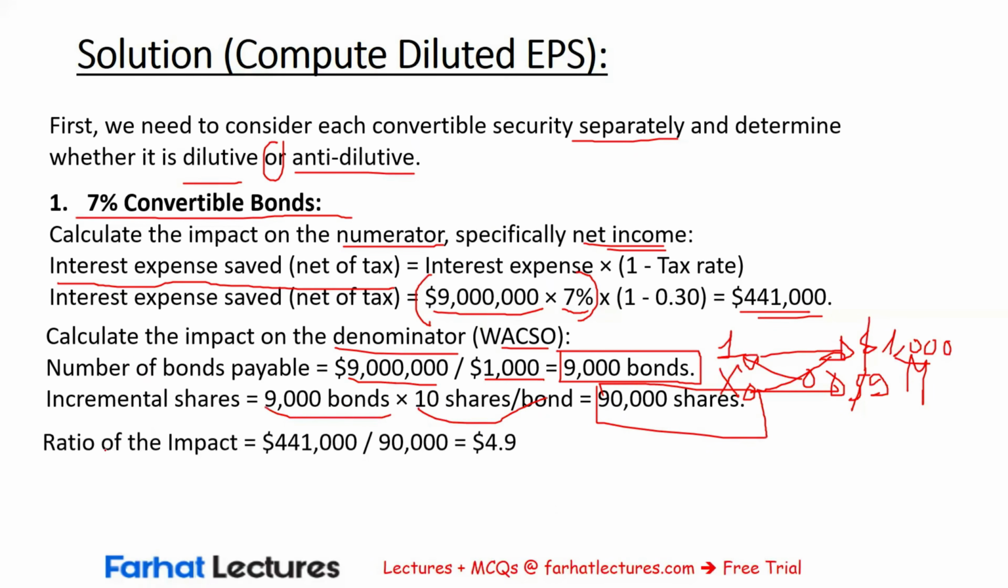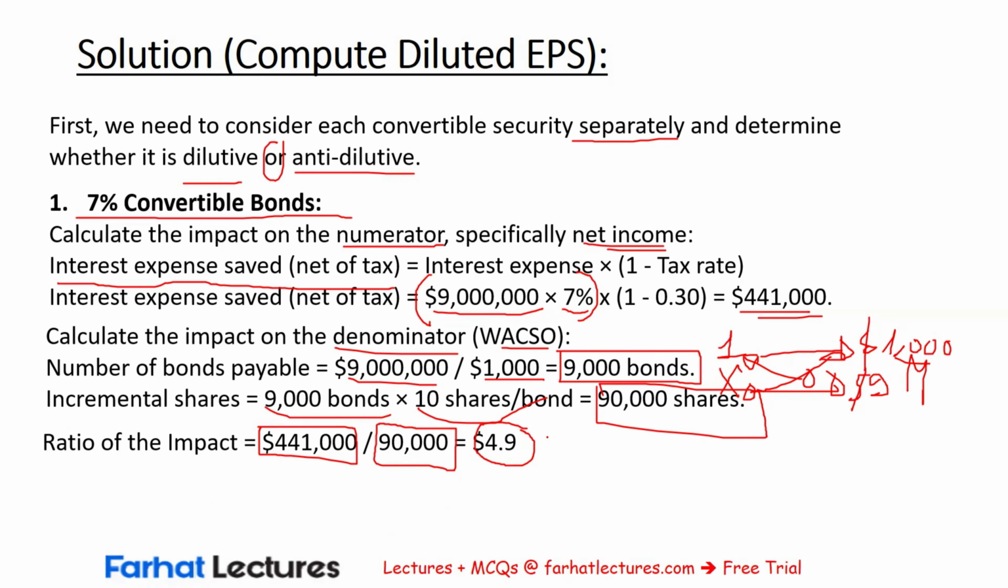So finally, we're going to compute the ratio of the impact on the numerator and the denominator. We have an additional 440,000, which is an adjustment to our net income. It's the interest expense saved net of tax. And we have 90,000 of additional shares assumed to be converted since the beginning of the year. So 441 divided by 90, and the ratio of the impact is $4.9.